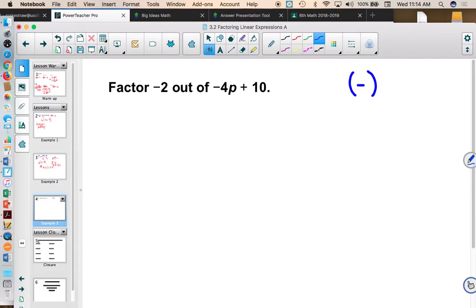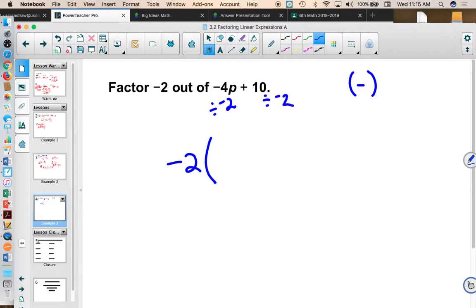Got it done? Good. Yeah. Good. So what I'm doing is I'm saying divide by -2, divide by -2. So I'm pulling the -2 out, and what is left behind?